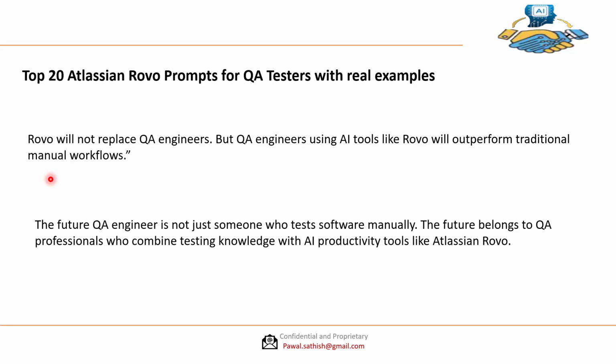Remember one thing: Rovo will not replace QA engineers, but QA engineers using AI tools like Rovo will outperform traditional manual workflows. The future QA engineer is not just someone who tests software manually. The future belongs to QA professionals who combine testing knowledge with AI productivity tools like Rovo. So we need to work with Rovo, we need to adopt Rovo, and from Rovo we need to increase our productivity every day.